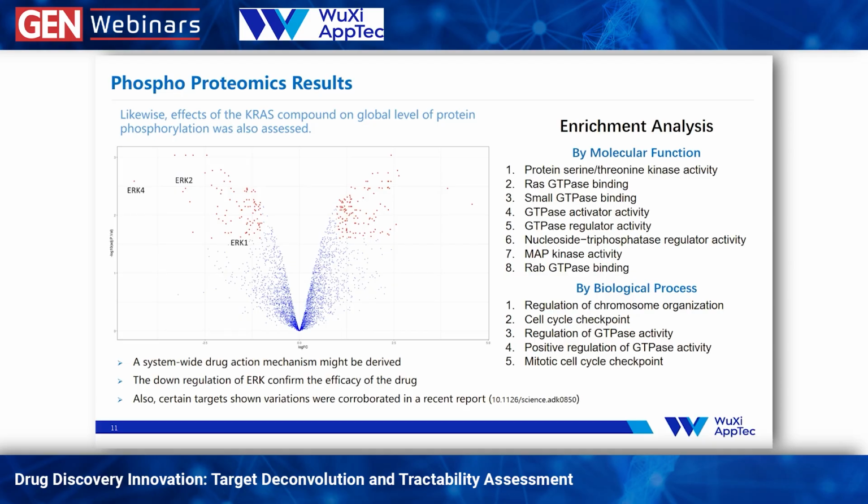Compared to Western blot, phosphoproteomics can provide a system-wide picture. At WuXi, we support proteomics for phosphorylation, glycosylation, ubiquitination, methylation, and acetylation.